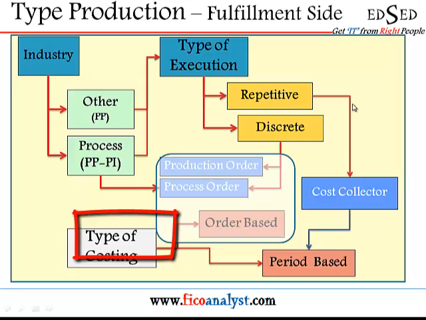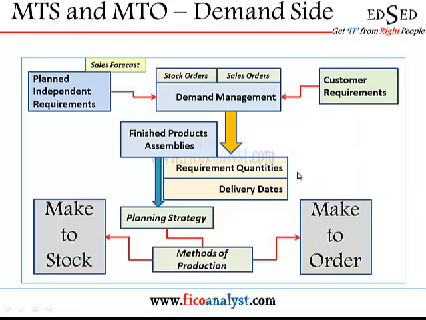So on the fulfillment side, you have industry, you have type of execution, and then on the costing side, you use either order-based closing at the month end or period-based closing at the month end. We will go through every scenario as part of our FICOanalyst.com training. We will go through repetitive manufacturing scenarios, discrete manufacturing scenarios with production order and process order, along with other scenarios such as make to stock, sales order costing and other project-based scenarios.